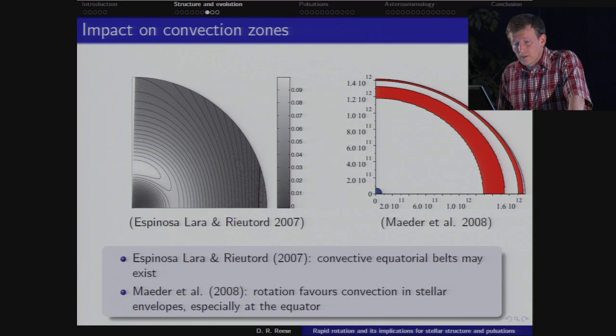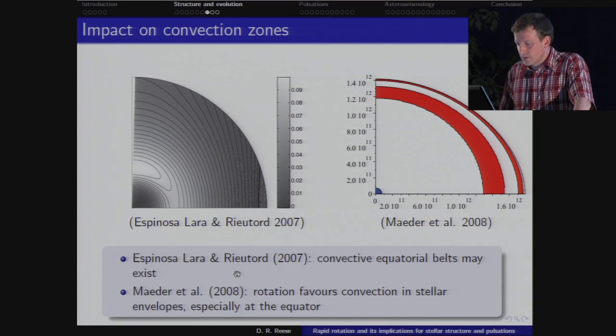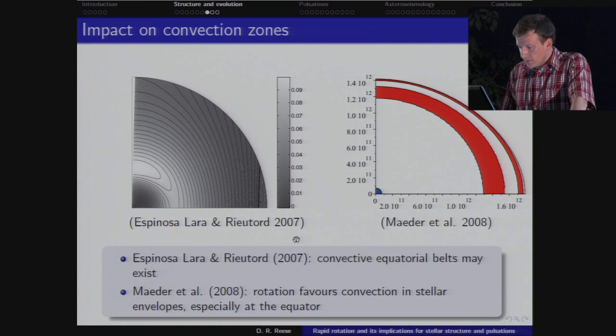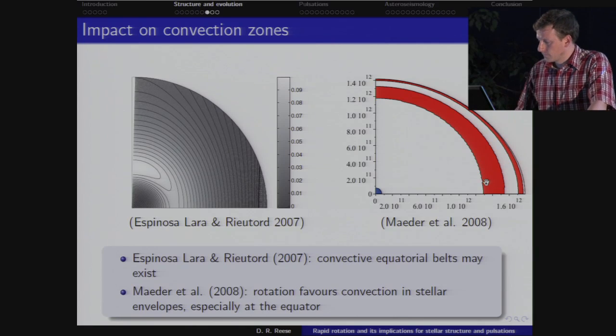One can also look at the impact of rotation on convection zones. In an article in 2007, Espinosa, Lara, and Riotel showed that you could have a negative Brunt-Väisälä frequency, which is confined to an equatorial belt, as is illustrated in this figure right here. A year later, Meder also studied the impact of rotation on convection and found that rotation does favor convection, especially at the equator.